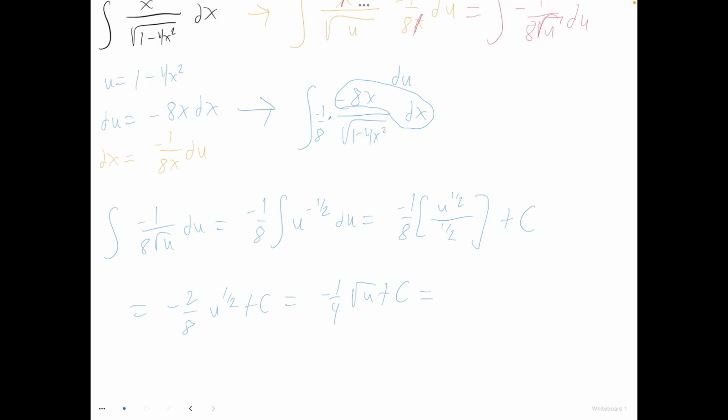And now we have to plug our u back in. So we get negative 1/4 the square root of 1 minus 4x squared plus c. And that is our indefinite integral, or antiderivative.